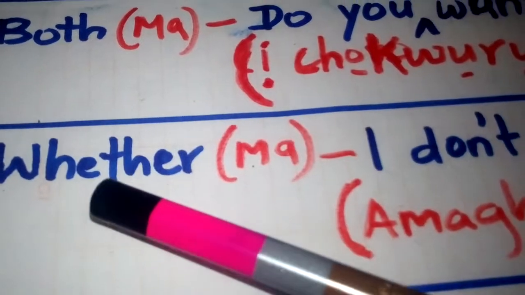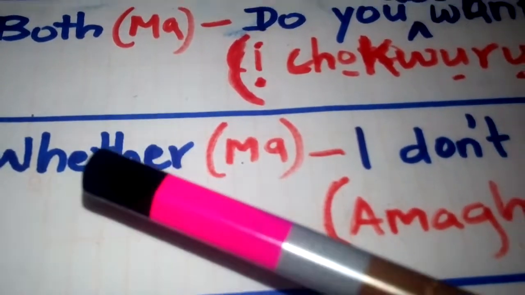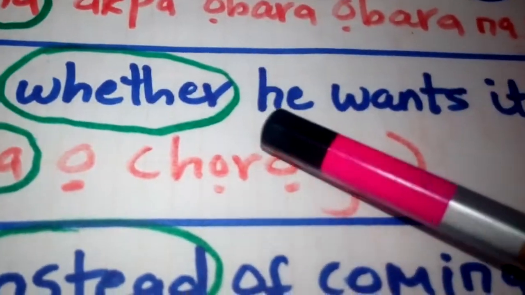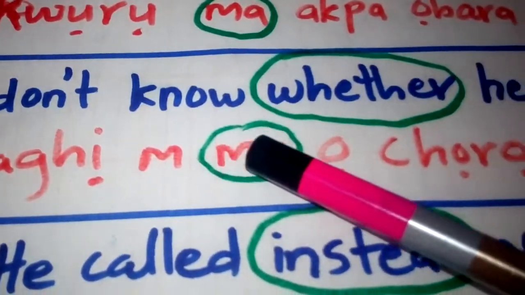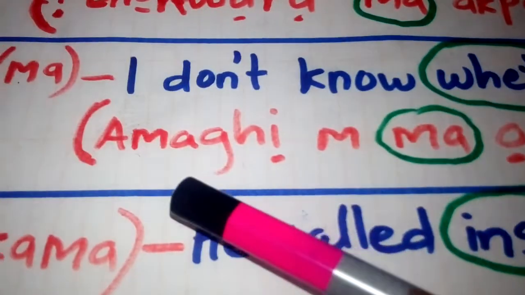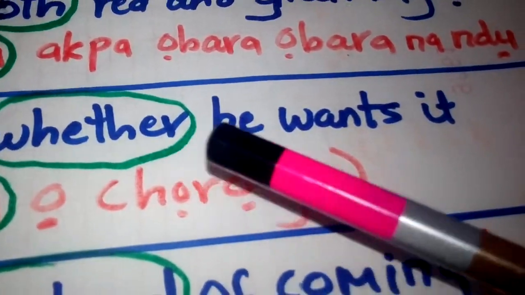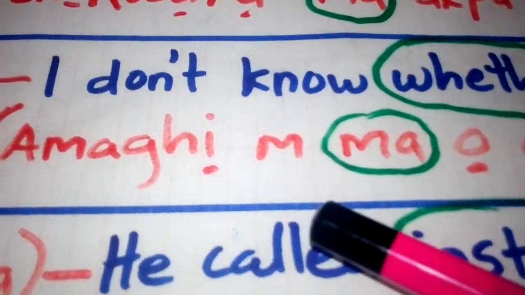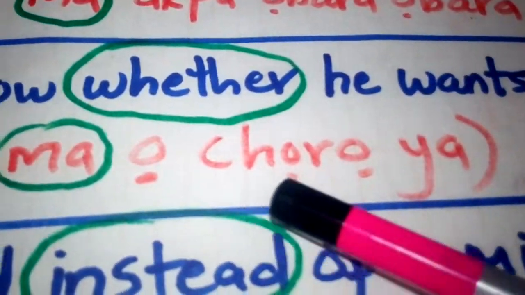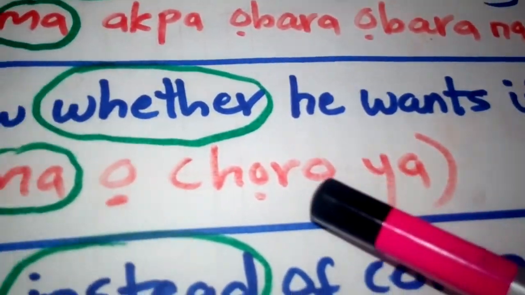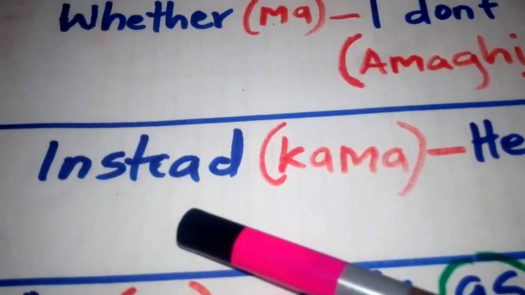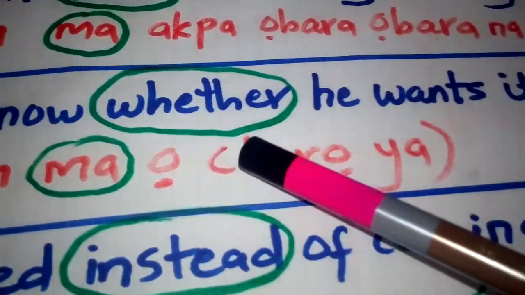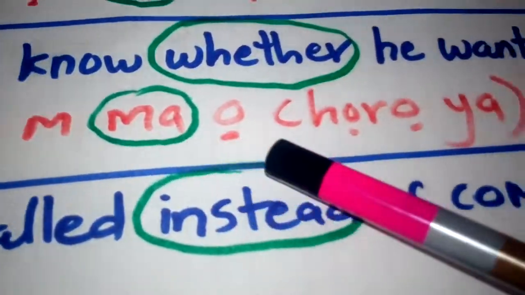So whether, that's ma. Ma is whether in English language. I don't know whether he wants it. So you use this whether to connect these two. Amaghị m ma ọ chọrọ ya. Instead I'm supposed to put a question mark here because it's a question. I don't know whether he wants it. Amaghị m ma ọ chọrọ ya.